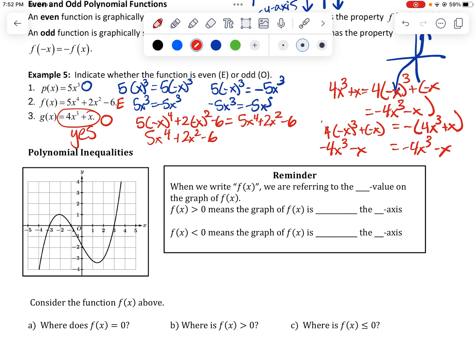So let's take a look at the last thing for this section, which is polynomial inequalities. So just a reminder, when we write f of x, we're referring to the y value on the graph. So if we're saying when f of x, when y is greater than 0, we're saying where is it above the x-axis? And when we're saying when it's less than 0, we're saying when is it below the x-axis?